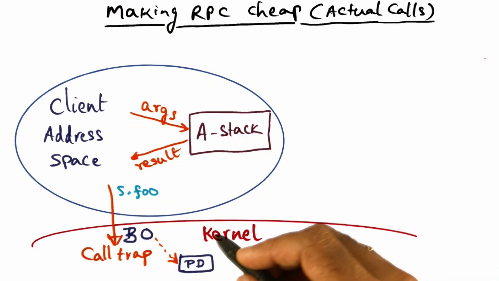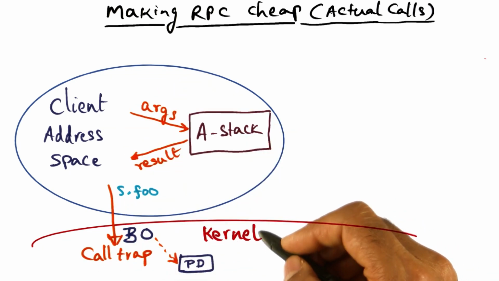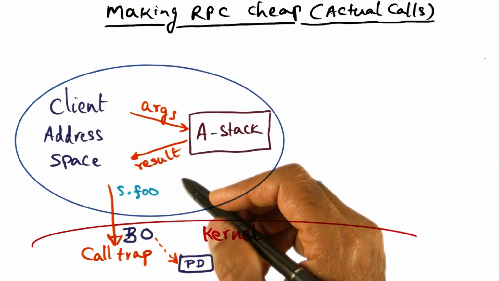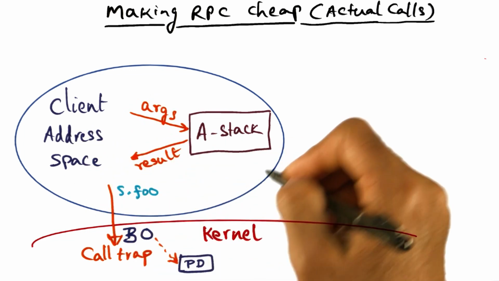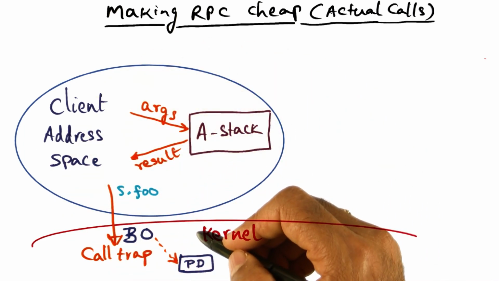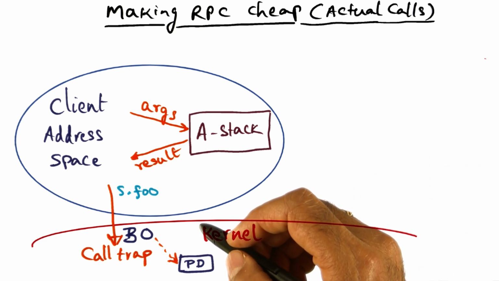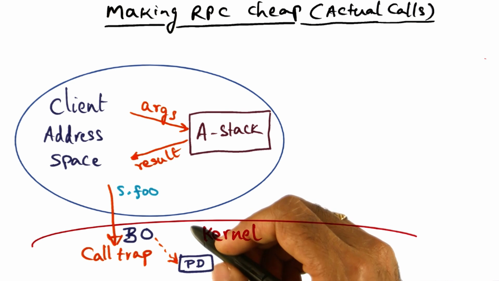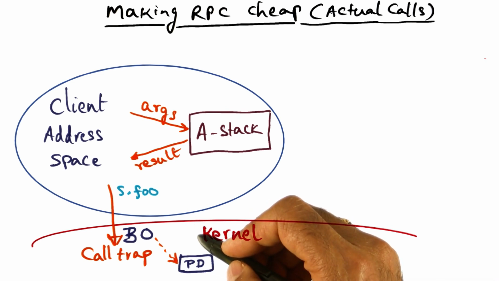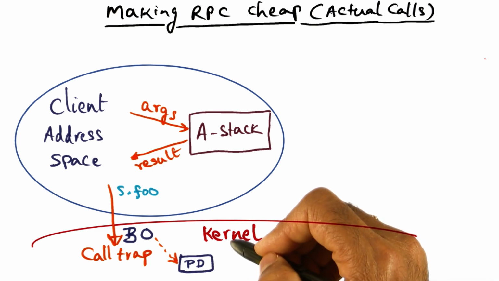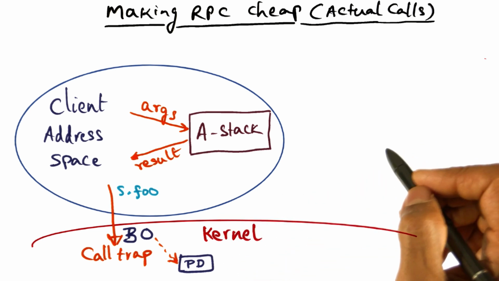Therefore, as an optimization, what the kernel could do is borrow the client thread, because all of this is happening on the same machine, and doctor that client thread to run in the server address space. Now, what do I mean by doctoring the client thread? What I mean is, you want to make sure that the client thread starts executing in the address space of the server.